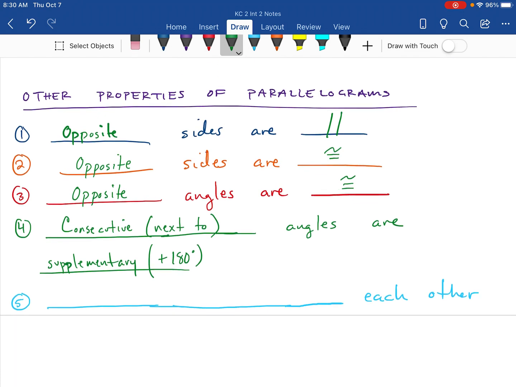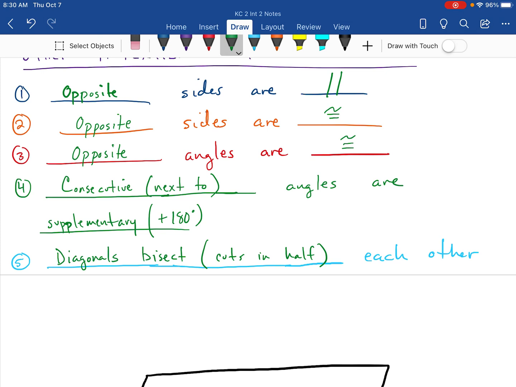And the last one is about the diagonals. Diagonals bisect each other. If you can't remember what bisect means, that means that you cut it in half. So the diagonals cut each other in half. Okay, so I am going to show you a picture that goes with this. Now if you see, I color-coded 1 through 5 so that I can color-code my picture, because you guys are going to create a foldable.